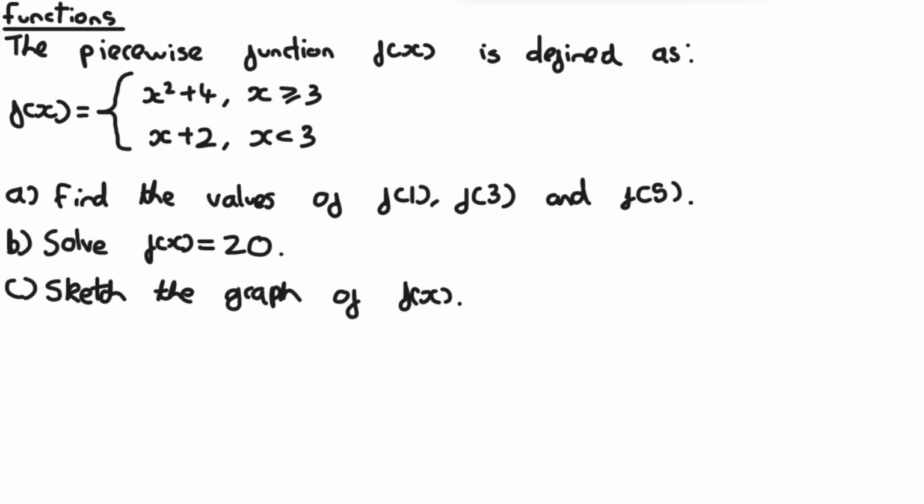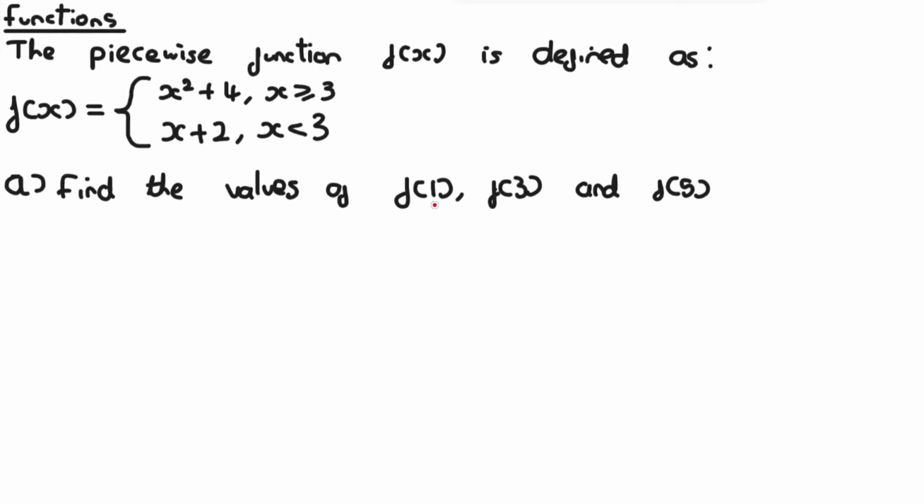Very finally, sorry for the surprisingly long video, we have something called a piecewise function. A piecewise function is where you have, in this case, two different domains in which two different functions are used for those inputs. So here's an example of a question on this. For part A, we need to find the values of f of 1, f of 3 and f of 5. So f of 1 is going to be, so the x value is 1, and we need to see what domain 1 lies in, and 1 is less than 3. It doesn't lie in this domain, so therefore we use this function.